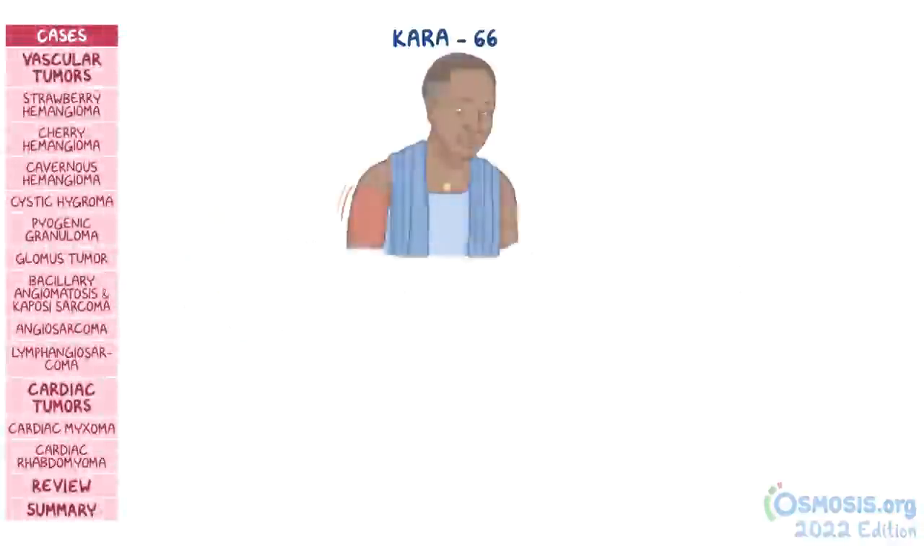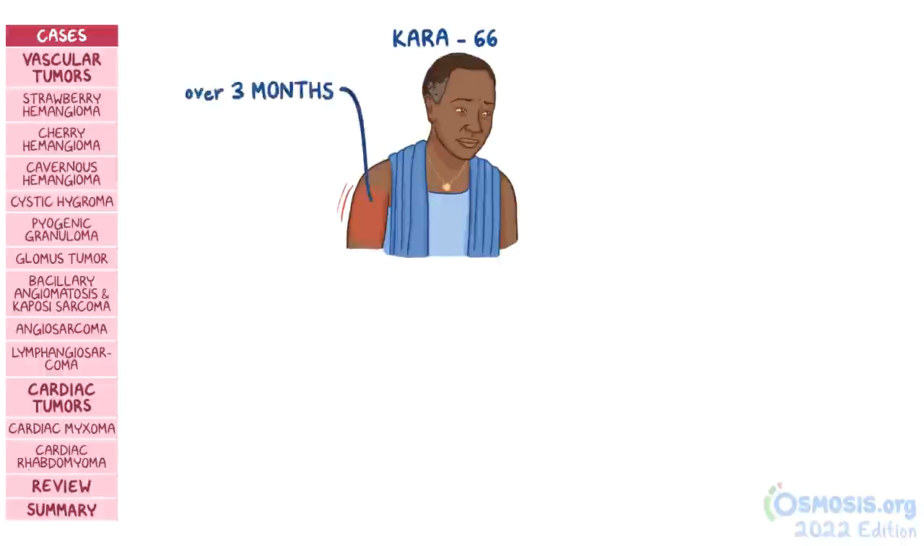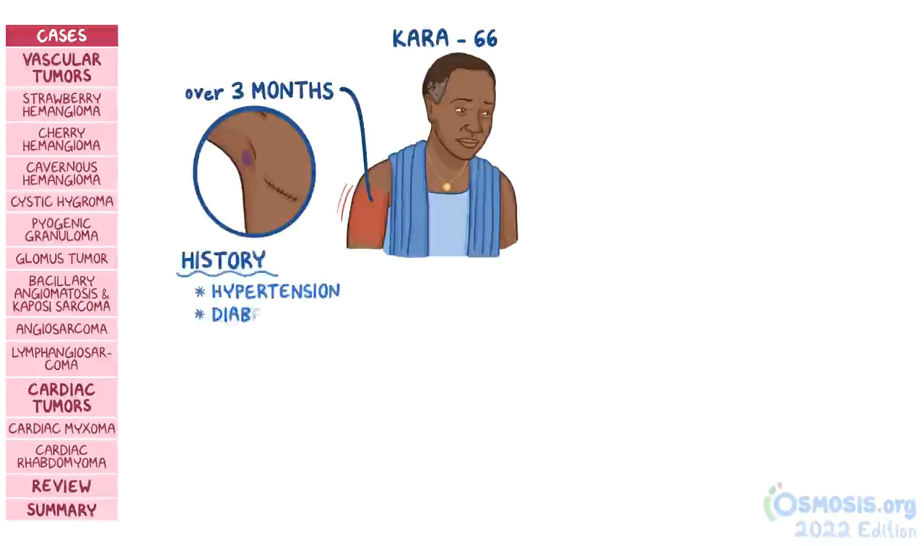Two people came to the clinic one day. Kara is a 66-year-old woman who came to the clinic after noticing gradually developing left arm swelling and redness over the past 3 months. Physical examination reveals a tender, purplish lesion along the left armpit. She has a history of hypertension, diabetes, and breast cancer that was treated 10 years ago with a modified radical mastectomy and radiation therapy.